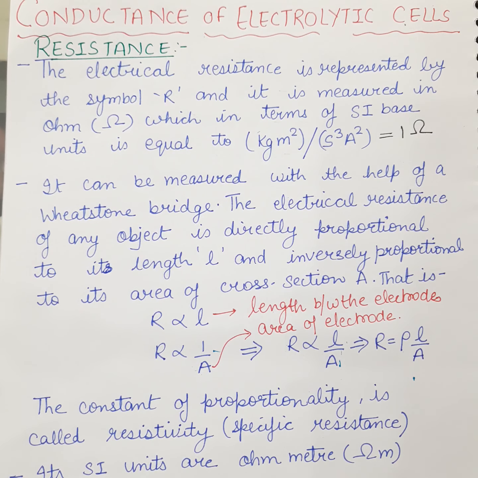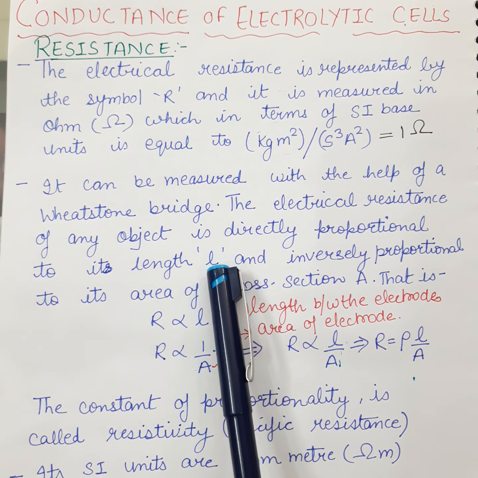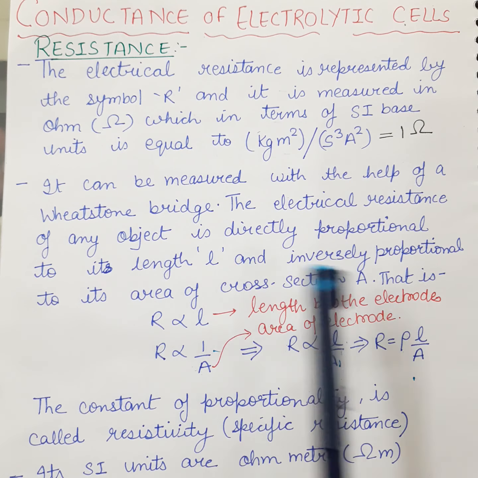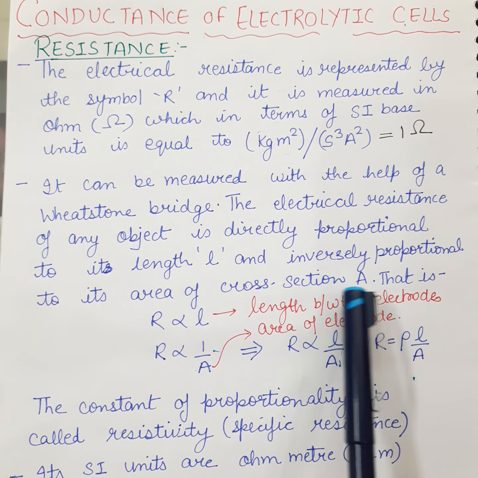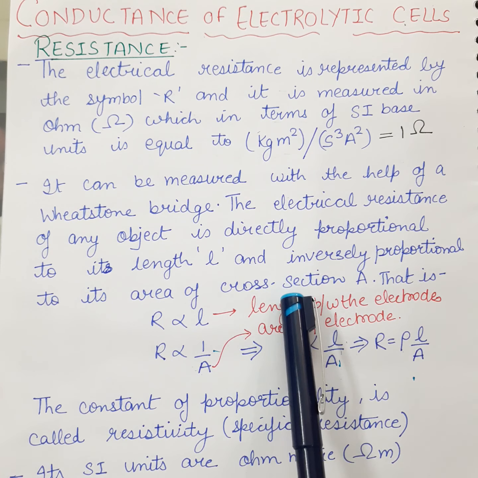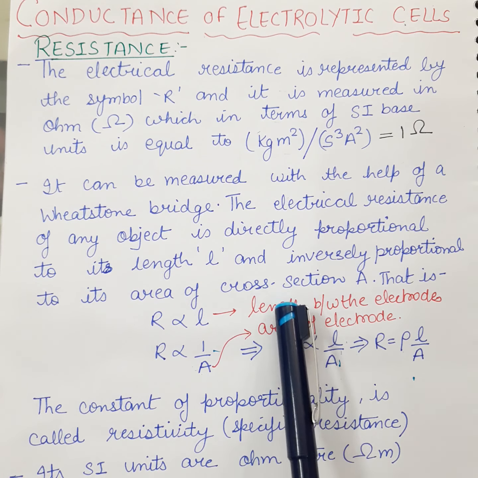Now students, just be very cautious that here we are talking about the electrodes. When we are talking about the length, we are talking about the length between the electrodes, and when we are talking about the cross section area, we are talking about the cross section area of the electrodes. It can be measured with the help of a Wheatstone bridge. The electrical resistance of any object is directly proportional to its length, which is known as L, and inversely proportional to its cross section area.